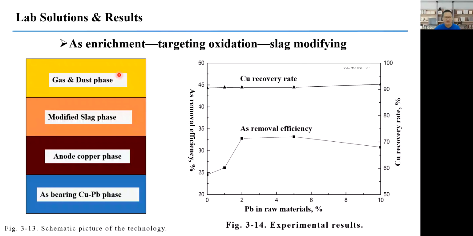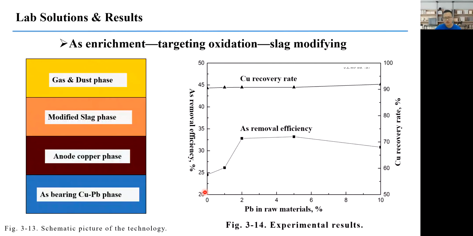So this is a smelting system: arsenic enrichment, targeting oxidation, and slag modification. This schematic picture shows an arsenic-bearing copper-lead phase and another copper phase, which means refined copper, and a modified slag and a gas-dust phase. So this is a 4-phase refining system. And in the experiment, this is the lab application.